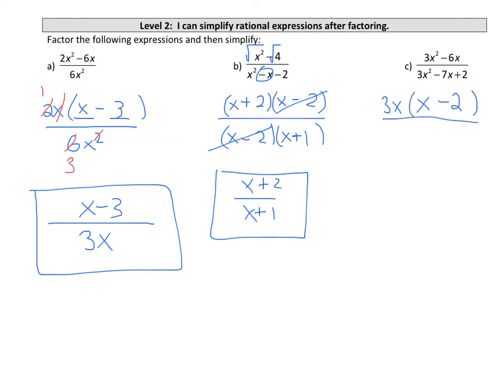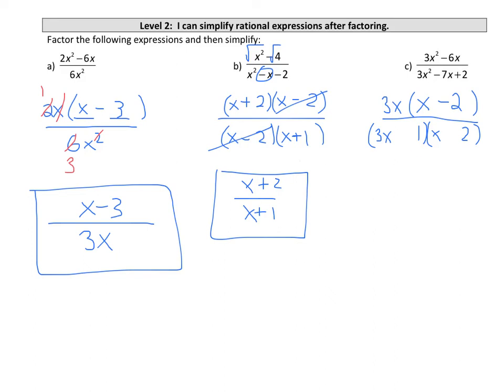On the bottom, we need two binomials. There's no GCF between 3, 7, and 2, so I go straight to two binomials. My first terms need to multiply to 3x squared, so it has to be 3x and x. My last terms need to multiply to 2, so it's got to be 1 and 2. I'm going to put the 1 here and 2 here. Remember, if you guess wrong, to go back, check it, and if it doesn't work, switch them.